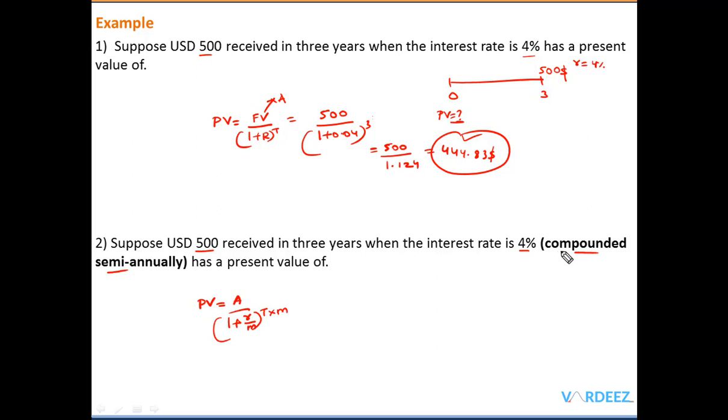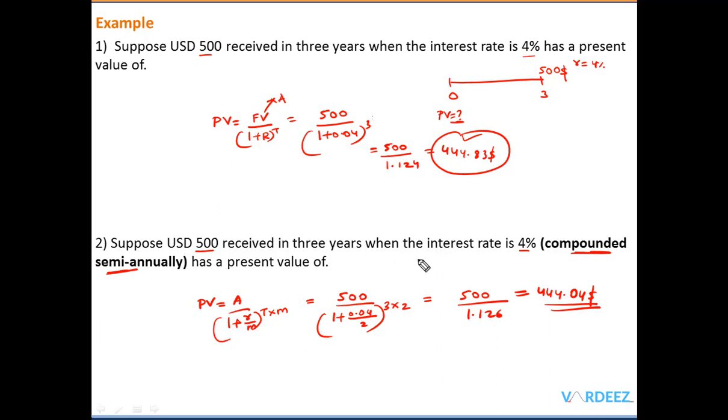When we have discrete compounding, like semi-annually, quarterly, anything like that, we do the same thing. So it's going to be $500, that's the amount of the future value, over 1 plus the rate, 4%, divided by m, which is 2 since it's semi-annually, to the power t multiplied by m, 3 years times 2. Now if I solve this, that is 1.126, and finally I will have $444.04. This is going to be the present value if we are compounding it semi-annually.